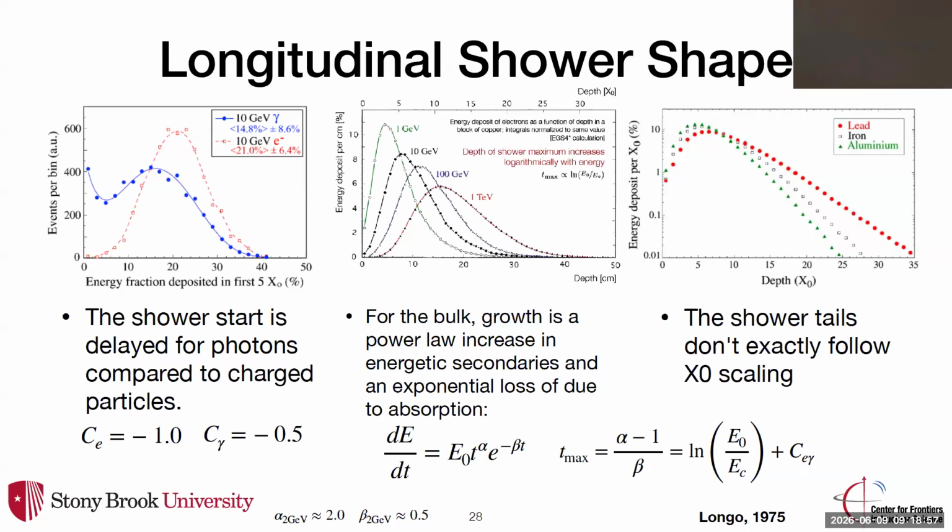And then for the bulk, we get that structure where the shower max moves in. T max, the number of radiation lengths in, moves logarithmically. And if we're being careful, it's logarithmically with this linear correction, which is different for the electron than for the photon. Also, if you zoom in on the tail of this, it's not dropping with the radiation length scaling you might think it would. So different materials will end up looking different, even though we designed the radiation length scaling to prevent that. So there are long tails.